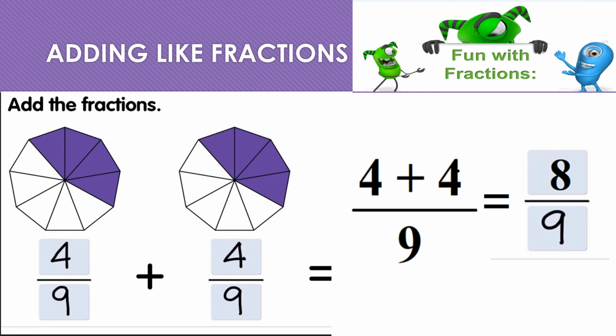Now let's see how we can add like fractions. Like fractions are nothing but fractions that have the same denominators. We can add fractions only and only if they have the same denominators. So here are given two polygons that have been equally cut into 9 portions. The first fraction is 4 by 9th and the second is also 4 by 9th, as 4 out of the 9 parts have been shaded. So we add 4 by 9 plus 4 by 9 by simply adding the numerators. The denominator becomes common, so we place 4 plus 4 upon 9, which is equal to 8 by 9.